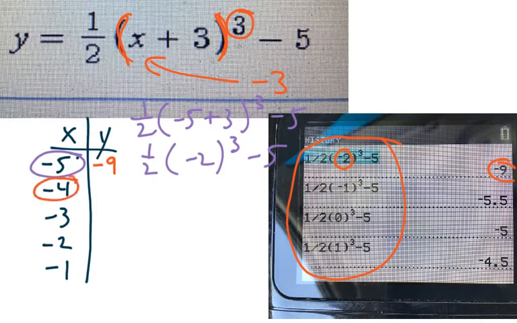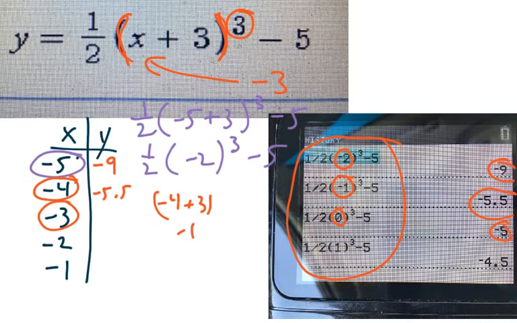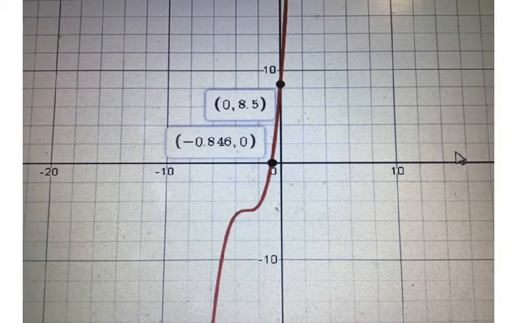When I take this -4 and plug it in, -4 plus 3 is -1, right? So there's my -1 cubed. And that's, of course, -5.5. And we, of course, already know -3 is going to make it 0. And 1/2 times 0 cubed minus 5 is -5. And plugging in -2, I'm going to get -4.5. And plugging in -1, which I don't have on the screen here, is -1. And of course, from there, you can then get the graph as shown here.